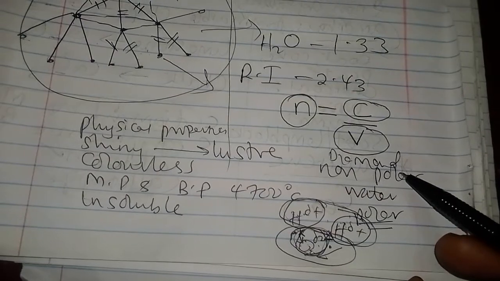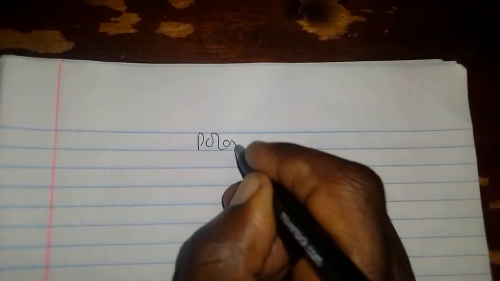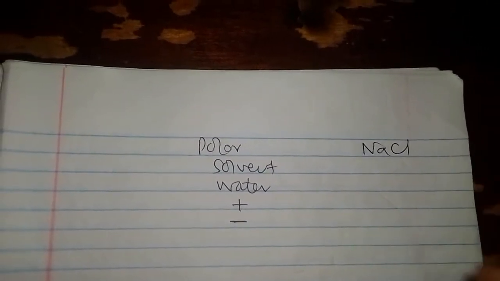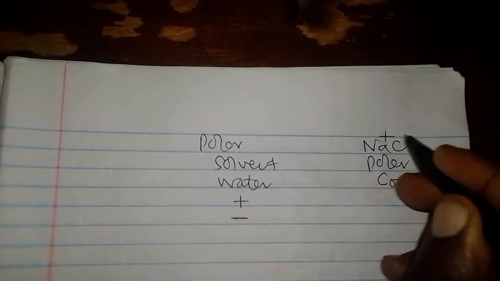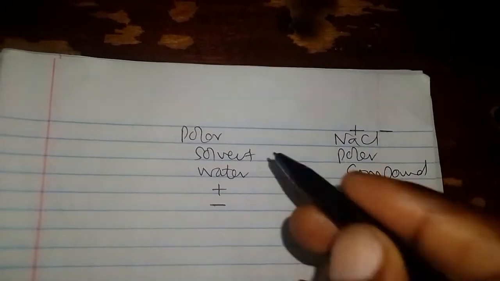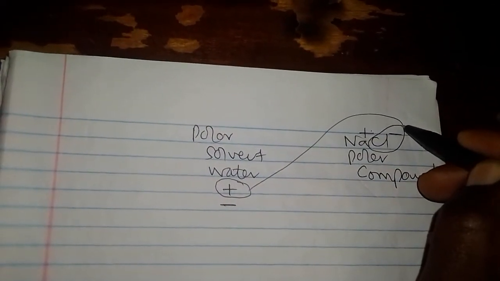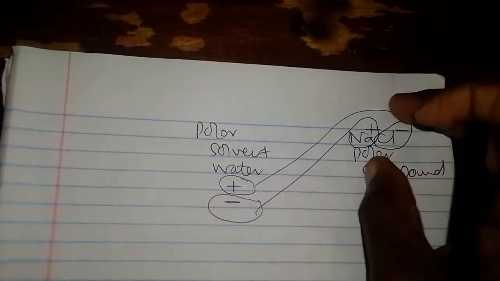So non-polar substances cannot dissolve in polar substances. Polar solvents can only dissolve polar and ionic compounds. If I have a polar solvent, for example water, which is partially positive and partially negative, and I have sodium chloride, sodium chloride is a polar compound. Remember, sodium is partially positive, the chloride part is partially negative. So the partially positive part of the water molecule will surround the partially negative part of the polar compound. Then the partially negative part of the polar solvent will surround the partially positive part of the polar substance, getting dissolved in the water. So the substance dissolves in the water.